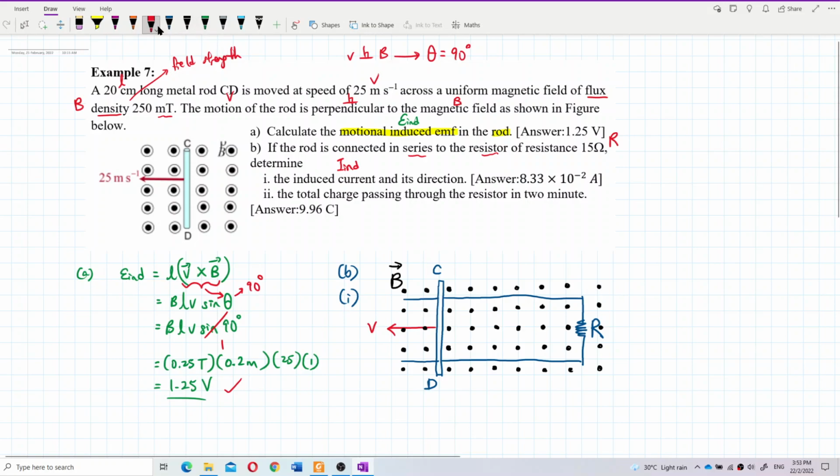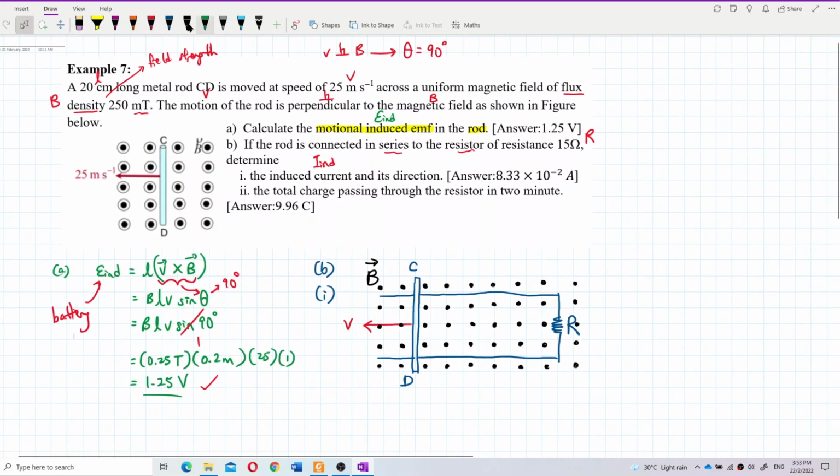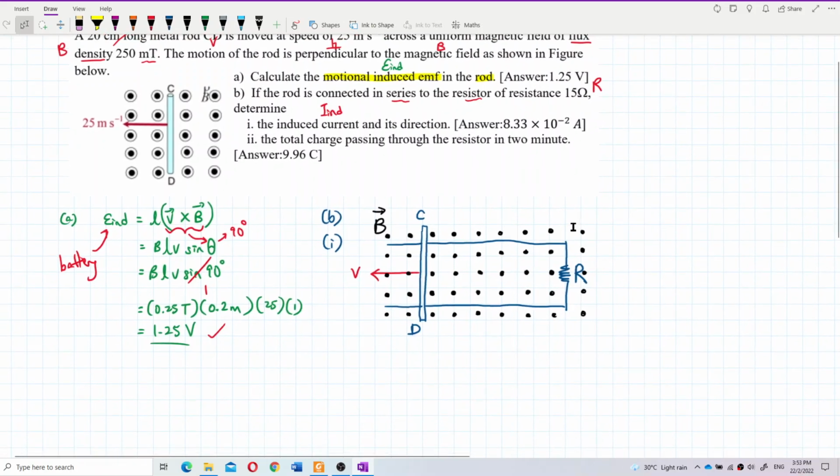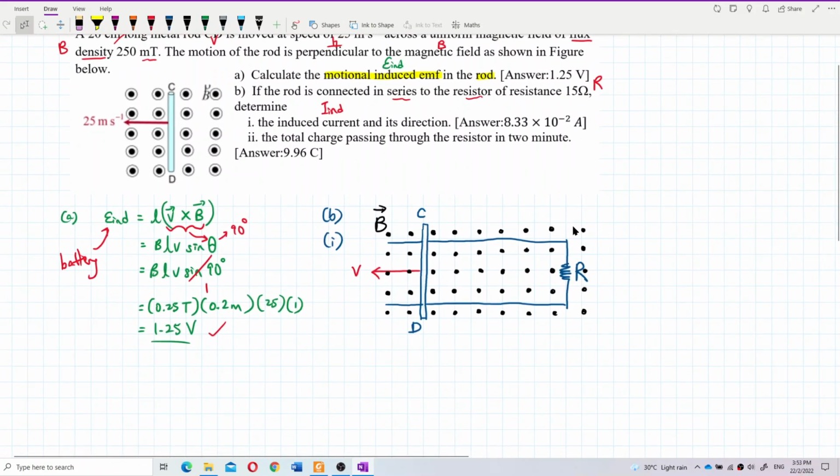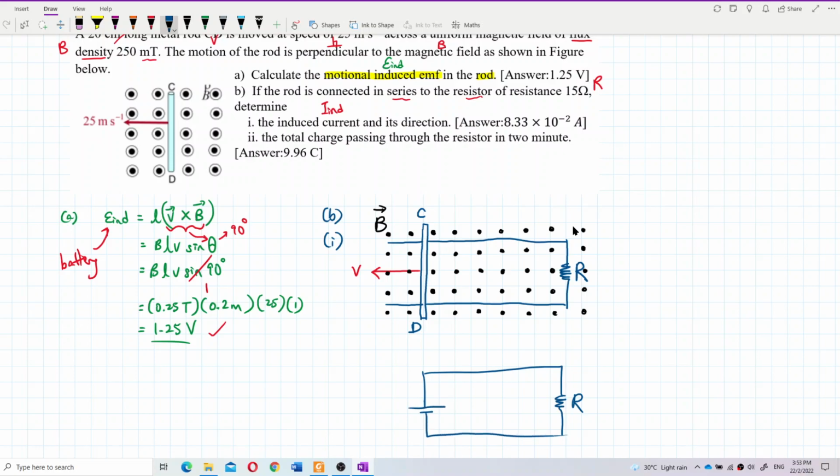So this one, induced EMF means it becomes like a battery, like a cell. So we can say that this has become something like, okay, let me draw it out. Maybe it has become a circuit, something like this, with a resistor. I'm not sure of the direction of this battery yet because I haven't checked the direction of the induced current. Maybe it becomes like induced EMF like this.